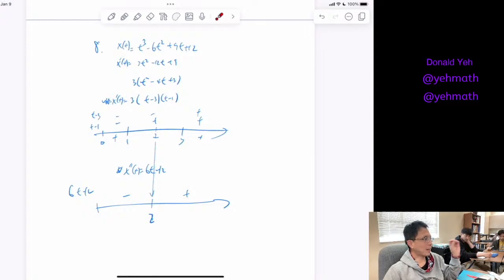So if you want to find the maximum acceleration, guess what? You have to compare the endpoints. You have to compare 0 and 3 because your endpoint could be higher acceleration. Now, also you have to take into account the third derivative. Why third derivative? Because acceleration is the second derivative.